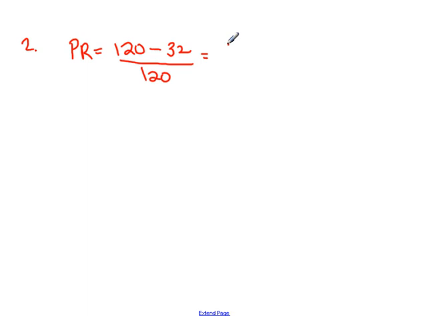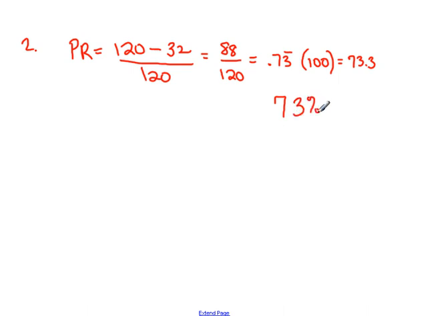This gives you 88 over 120, which the decimal then is 0.73 repeating. Again, to change this decimal to a percent, multiply by 100, which will give you 73.3. Round that to a whole number, and Sam's percentile rank is the 73rd percent.